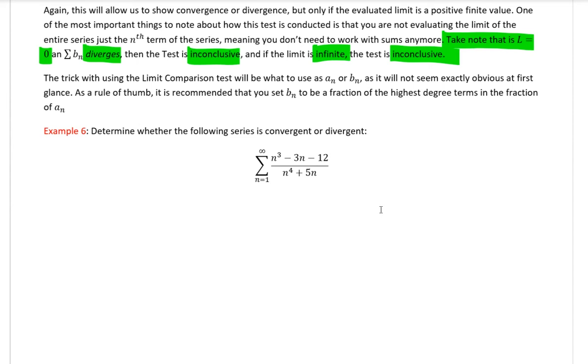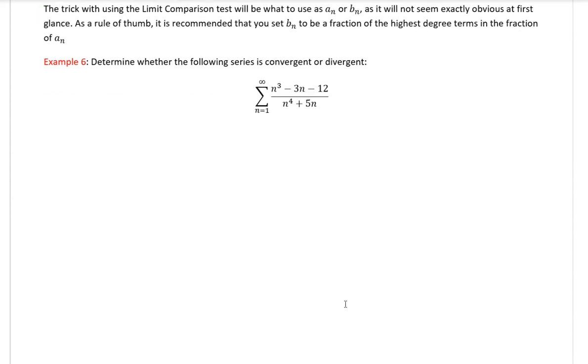Okay, as an example here, we have the summation of n cubed minus 3n minus 12 over n to the fourth plus 5n. Now again, if we look at those leading terms, I see n cubed over n to the fourth. That's the same as 1 over n. That's harmonic. We know that this diverges.